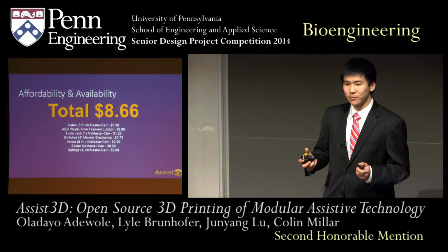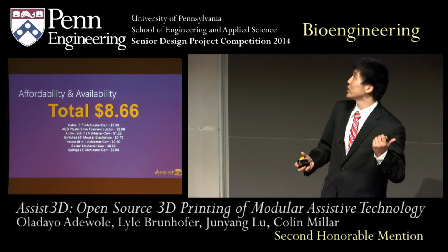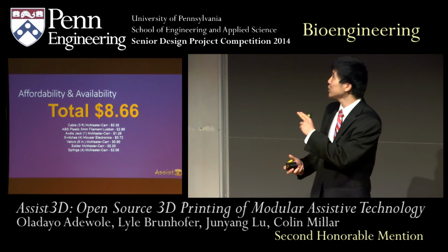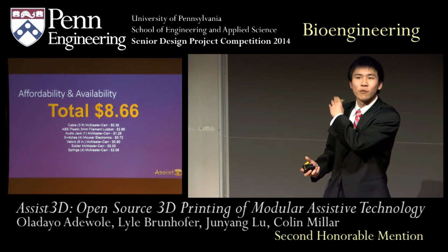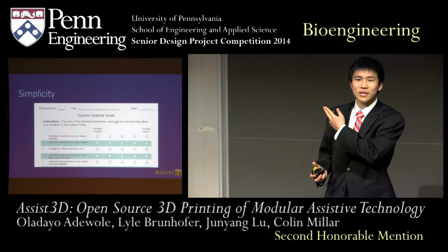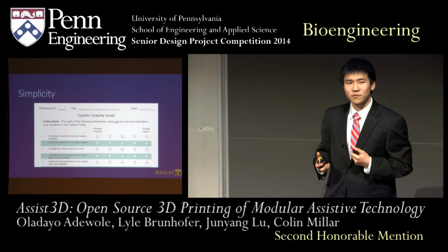For affordability and availability, we took an itemized list. And as Lyle mentioned earlier, it only sums up to $8.66. And in addition to that, all of the parts could be purchased from our pre-approved list of vendors. For simplicity, behind me is a sample survey of some of the questions that we used for the SUS scale.